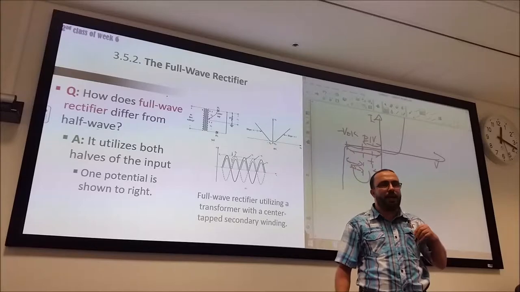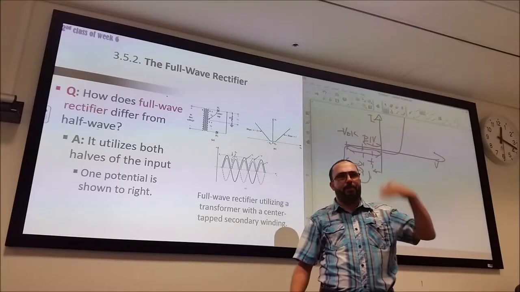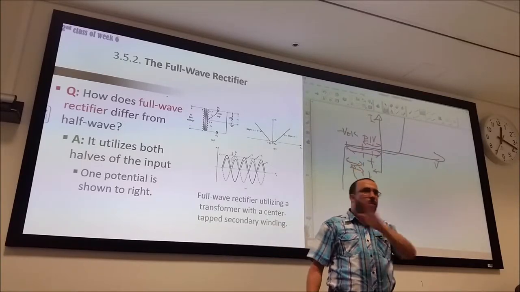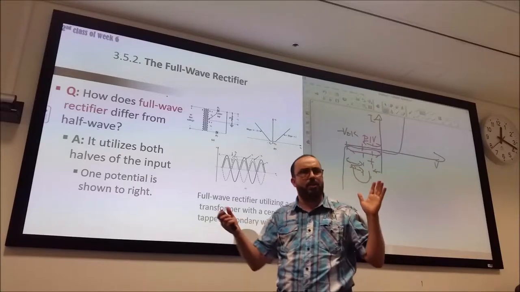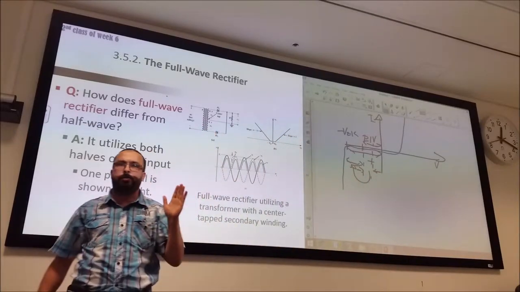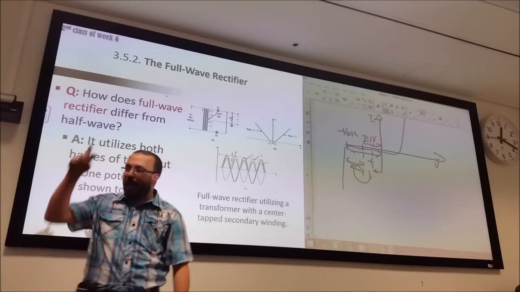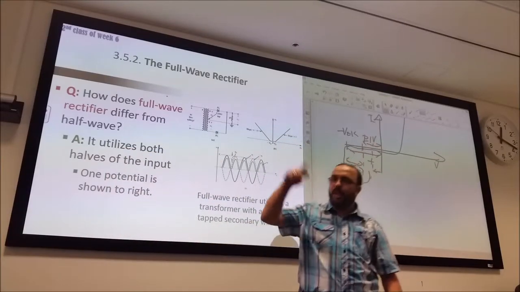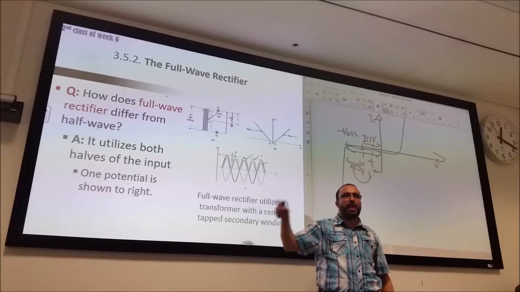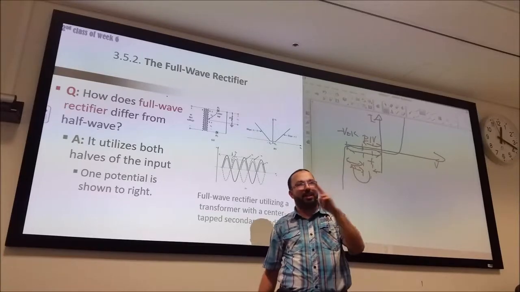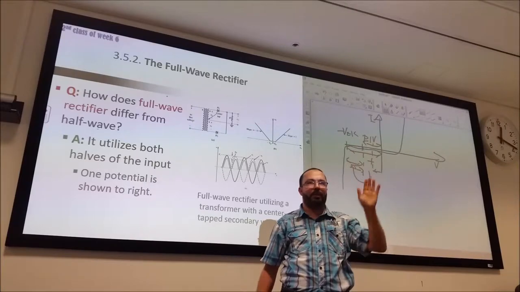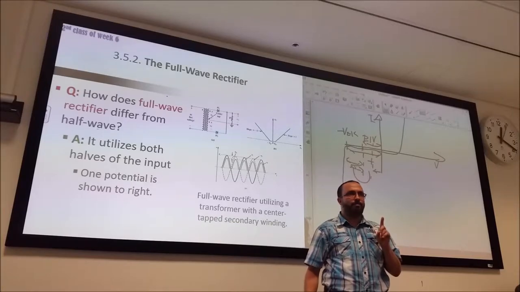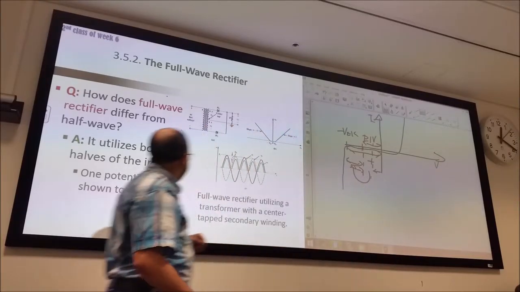But for the full wave rectifier, the output will see both the positive cycle of the input and the negative cycle, but in the same direction, meaning positive. Or if you change the reference, negative, but never positive and negative at the output like the input. The input has both plus and minus, but the output will have only plus. It changes with time, but it's only one polarity, either positive or negative, but not both. And that's the definition of the rectifier. Clear?